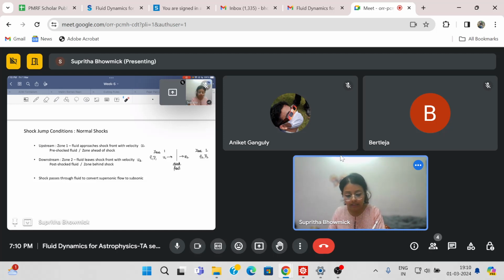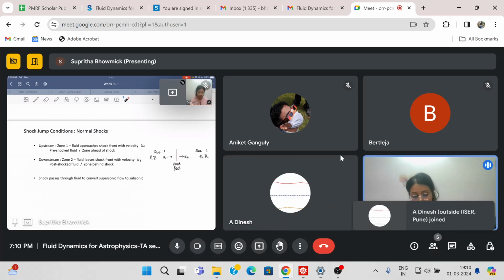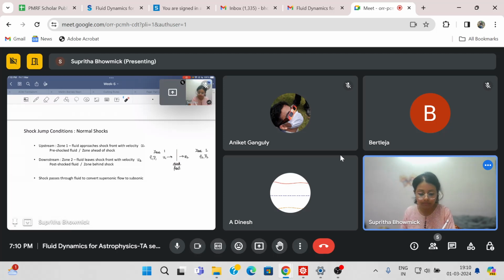Our shock front demarcates our entire fluid, divides it into two zones. The first zone is the pre-shocked fluid. So this is the fluid that is ahead of the shock and has not been shocked yet. The shock front has not passed through this zone, has not affected fluid in this zone. This is the upstream zone.